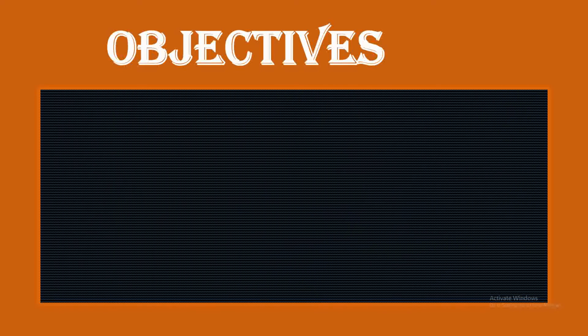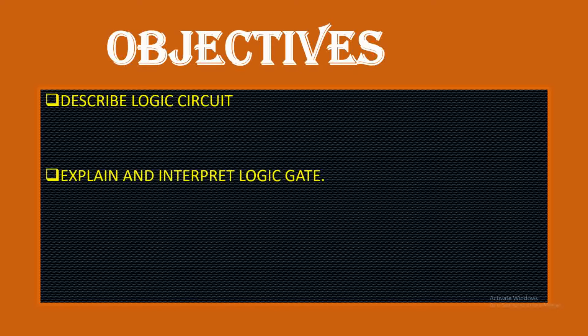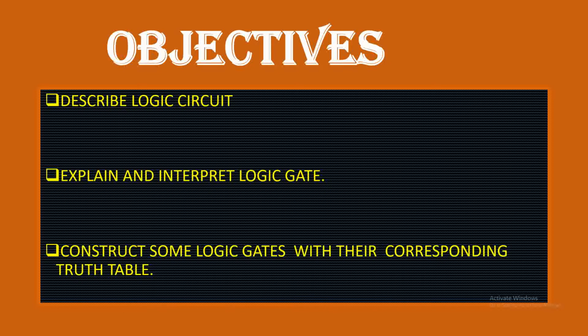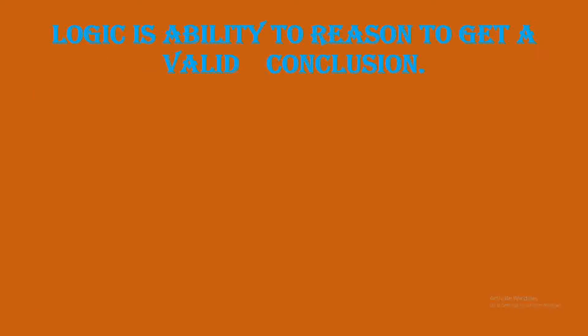So let's start with the objective. As you know, that will be for every class. Objective of this lesson: at the end of this lesson, which shouldn't last more than 30 minutes or thereabout, you should be able to describe the logic circuits. You should be able to explain and interpret logic gates. Don't worry about that. You get to know that very soon. Then, lastly, you should be able to construct some logic gates with their corresponding truth table. So let's get it started.